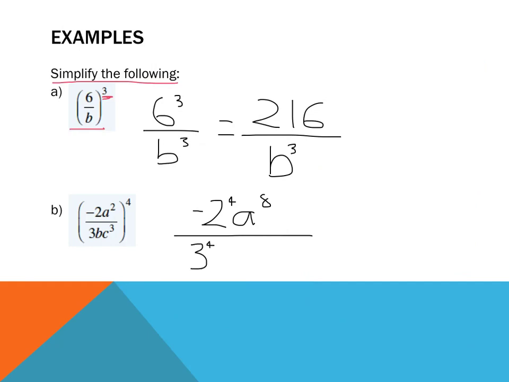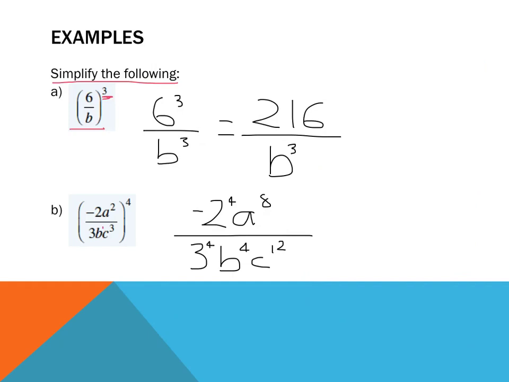Okay, I'm just writing how I'm expanding it. B to the power of 1 times 4, b to the power of 4. Okay, c to the power of 3 to the power of 4 becomes c to the power of 12 because I multiply the indices. Now that I've got it all expanded, I can start working out the numbers.